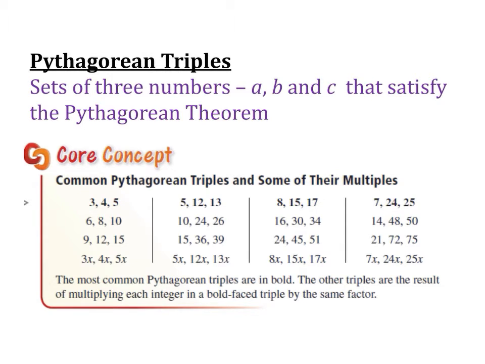5, 12, and 13 is another combination, 8, 15, 17, and 7, 24, and 25. So if you see any of these combinations, you can automatically conclude that it's a right triangle. And then what's under our bolded common triples is a list of multiples. So this next row is if you were to multiply that top row by 2. And then the third row is all multiplied by 3. So essentially, anytime you multiply your common triples by any factor, it's a Pythagorean triple.